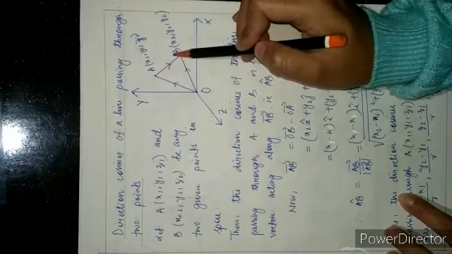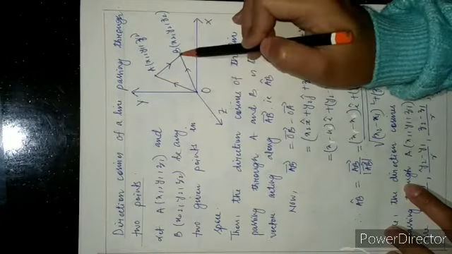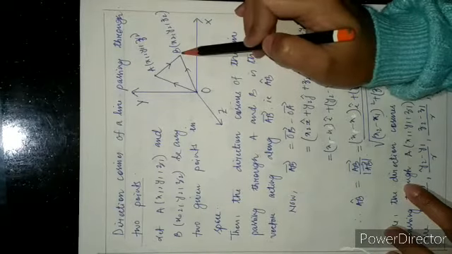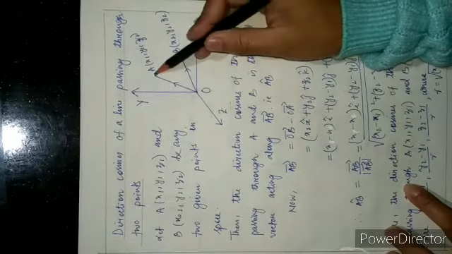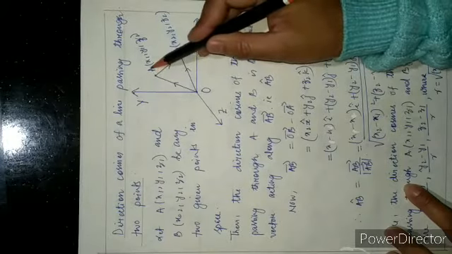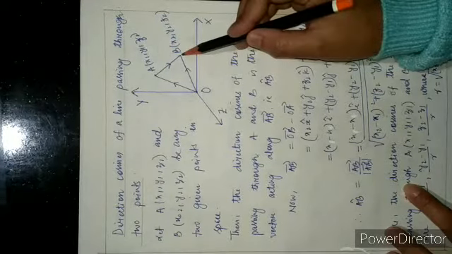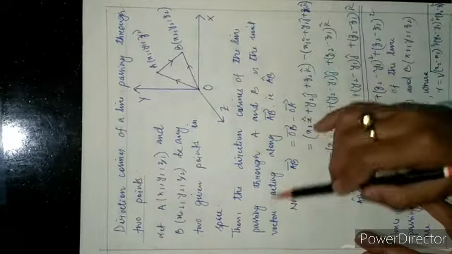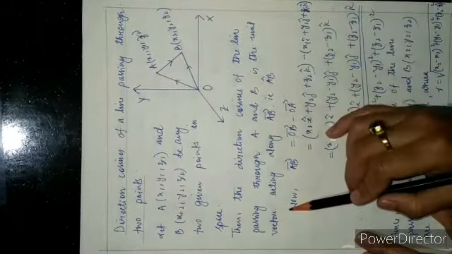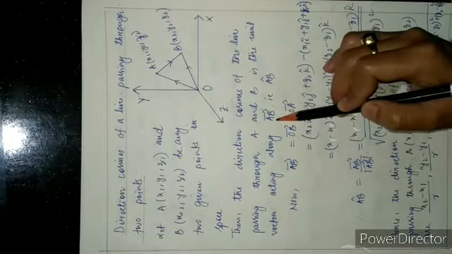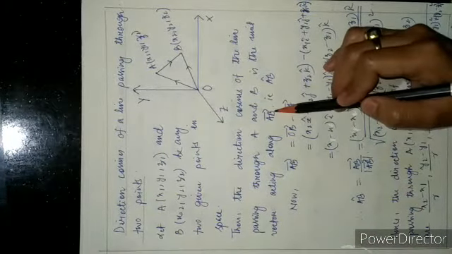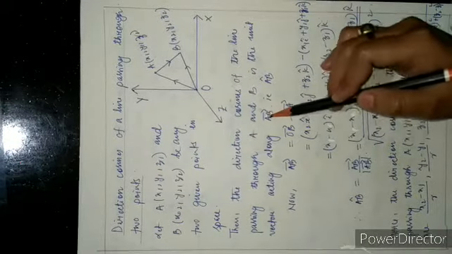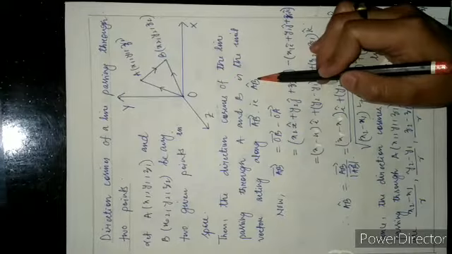Now draw the vector. Join the two points to form the vector AB, and join O to A and B. OA means position vector of the point A. OB vector means position vector of the point B. Then the direction cosines of the line passing through A and B is the unit vector acting along AB vector. The vector AB from A to B, when made a unit vector, is AB cap.